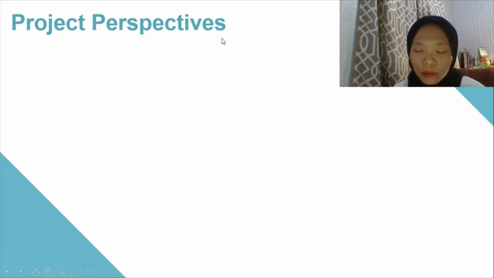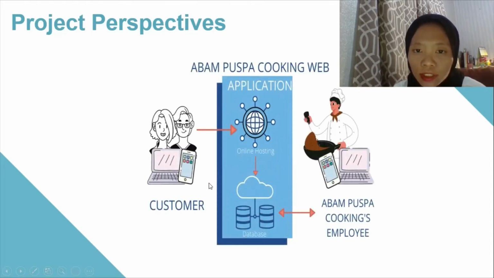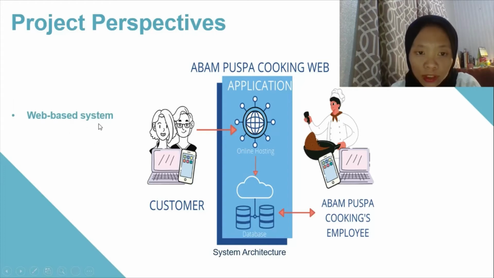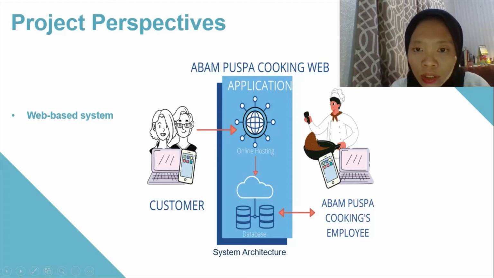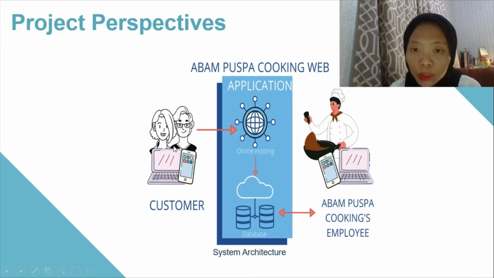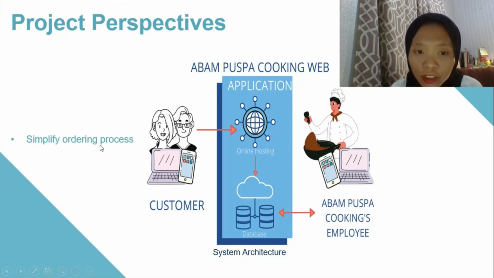Project perspective. So, this is the system architecture of Agam Puspa cooking web application. As you can see, this is a web-based system. The customer will log in to the application through the online hosting, and the order will be placed in the database, and the employee will check the order in the application. The main purpose of this web application is to simplify the ordering process by gathering the orders in one place.